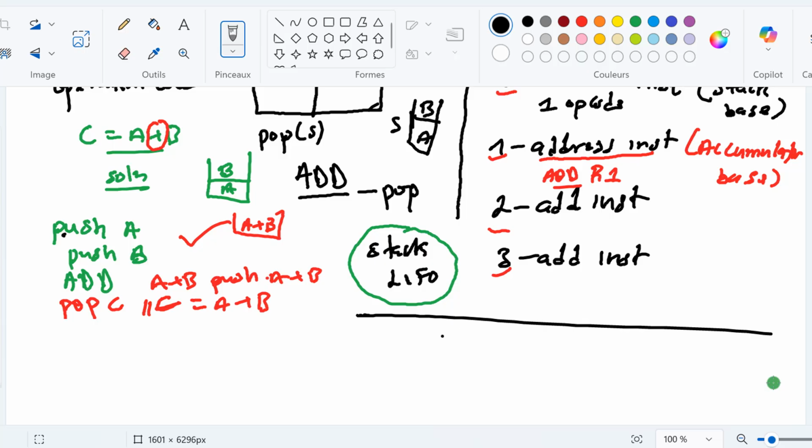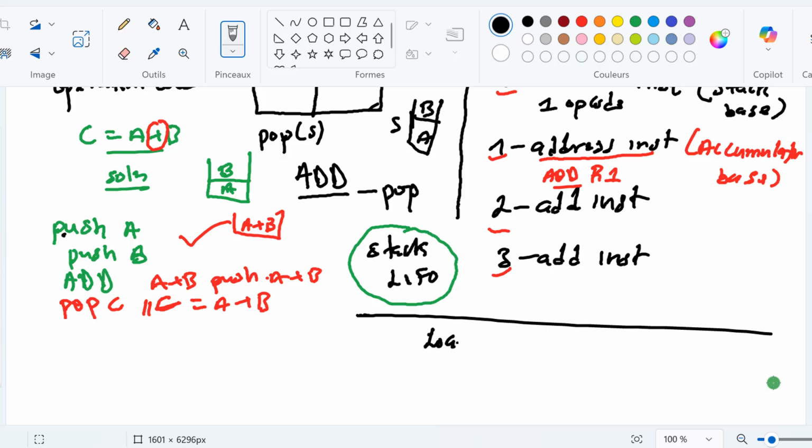So let me do it. For example, I want to represent C equals A plus B. How to do so? The first thing is I need to store A in the accumulator. Remember that A here is just an address location storing something. So here you use what? Load. Remember, load helps you move something from memory to register.